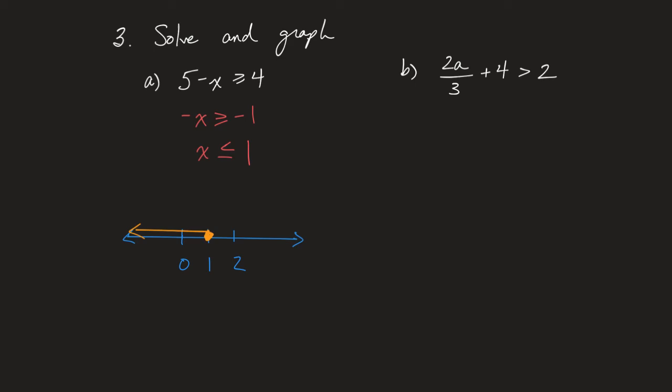Otherwise, we're coming along. So I've got my 2a over 3. I'm probably going to get rid of that plus 4, so let's minus 4. Now, I don't know, how do we deal with this? Can we do it both in the same step? Let's multiply out our 3 and divide out our 2. So if I multiply out our 3, then I'm going to get a negative 6. Divide that by 2. There's my negative 3.